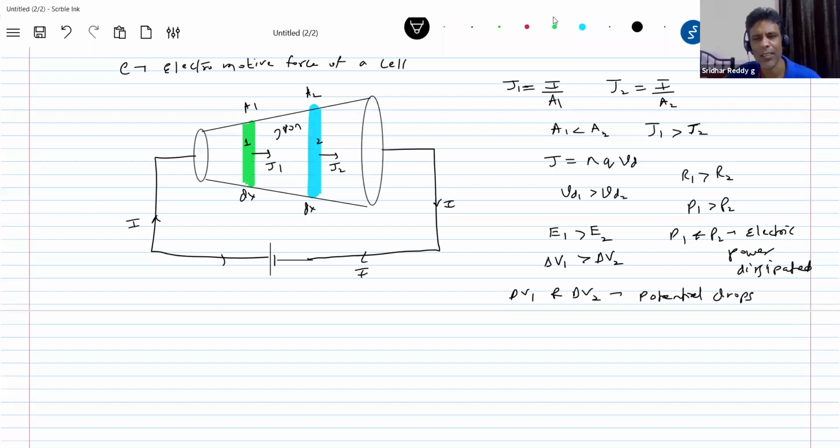In every numerical now, try to analyze this particular thing. What will happen to current density? What happened to drift speed? What will be the electric field? Then you can compare the resistance, power dissipation, even the potential difference also. Fine. If the conductor is of some shape other than cylindrical, then like this we can analyze the different parameters.